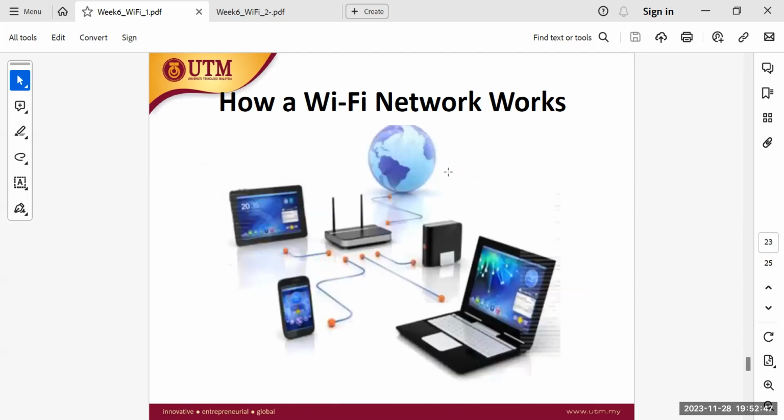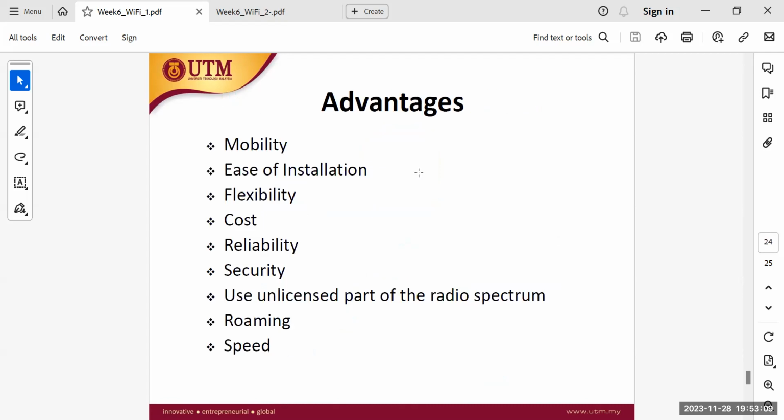You can see over here we have a Wi-Fi device, the laptop is connected to that, a mobile phone is connected to that, and eventually this Wi-Fi device is connected to the internet. So when you are browsing the internet, that information is eventually being relayed via this Wi-Fi router or the access point.